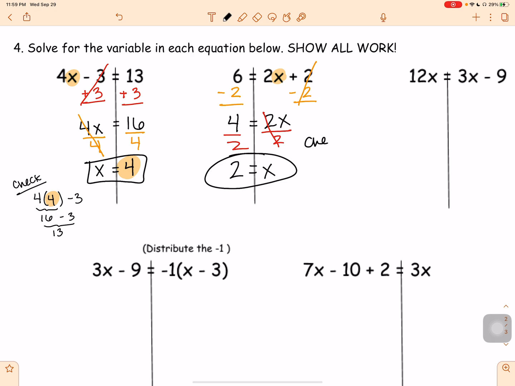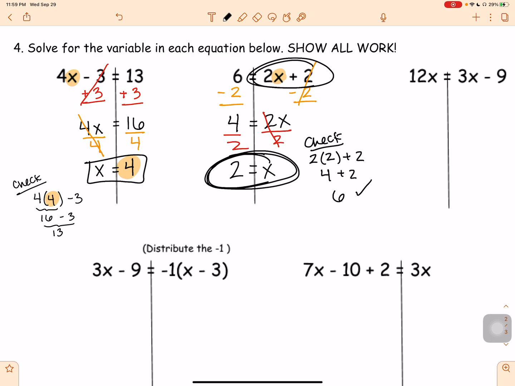So again, we could check it. I'm just going to plug in my 2 there. So this becomes 2 times, instead of x there, I'm going to put 2, because that's what I got here, plus 2. 4 plus 2 is 6. Yep, that's what we should have gotten. So that's how you guys could always check your work.